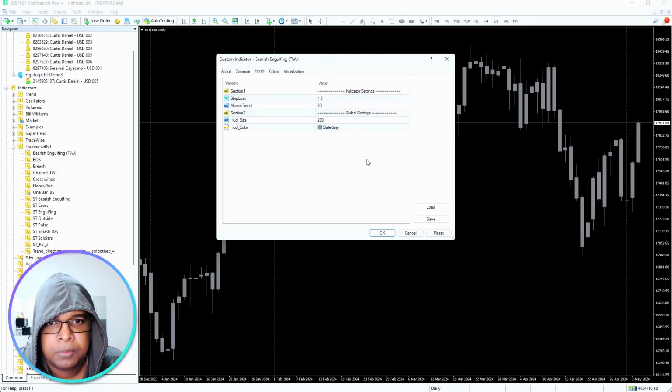So for the inputs, it's pretty simple. If you decide to use a stop loss, this 1.5 is using the ATR value. So this is 1.5 times the ATR. Now for the testing, a stop wasn't used because, to be honest, a stop just makes all systems worse, right? So a stop wasn't used in any backtesting, but you can use this 1.5 or adjust it accordingly.